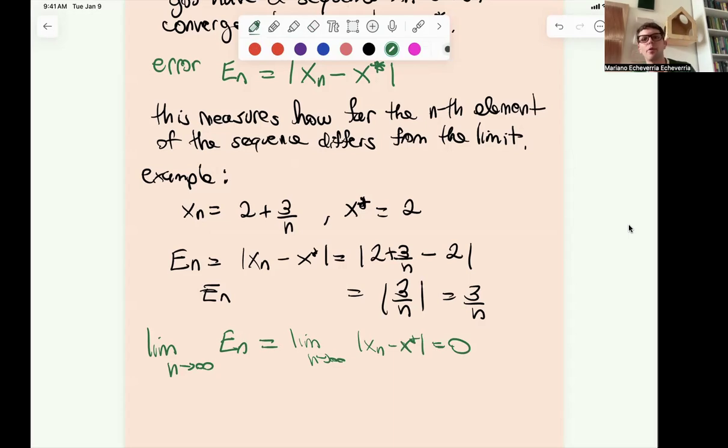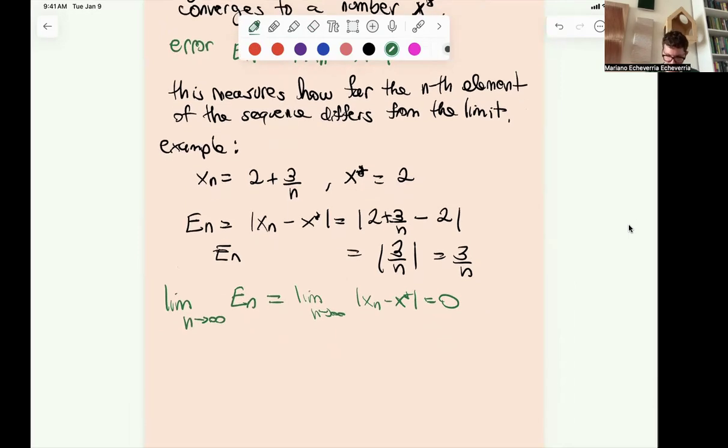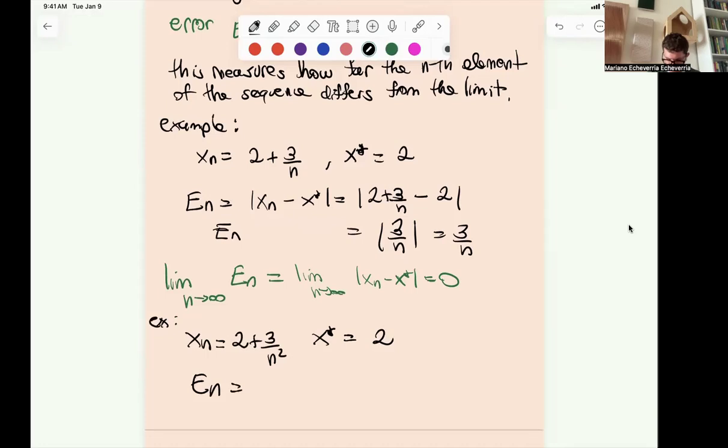But the thing is, there are ways of convergence that are faster than others. Because, for example, here's another sequence. You could have 2 plus 3 divided by n squared, right? The limit is still 2, clearly, but the error in this case would be 3 over n squared, right? And if you compare these two errors, 3 over n versus 3 over n squared, 3 over n squared converges faster. That shrinks faster as n increases.